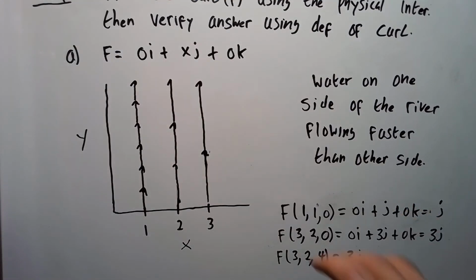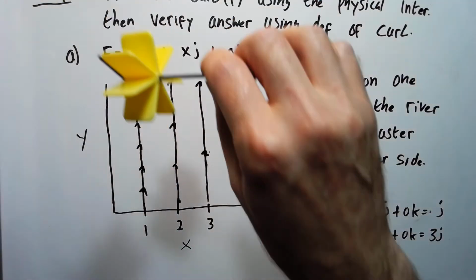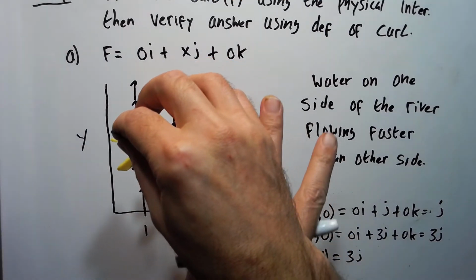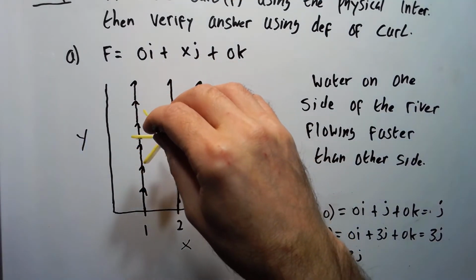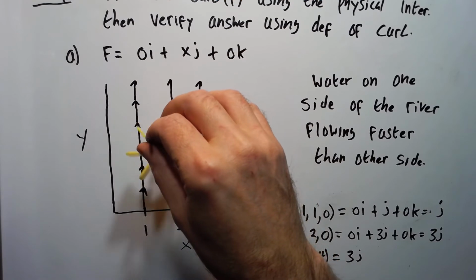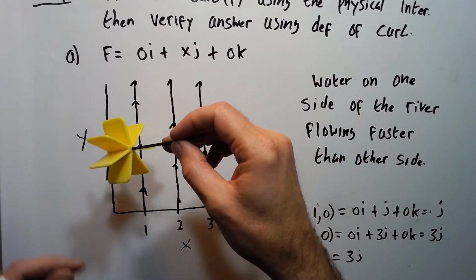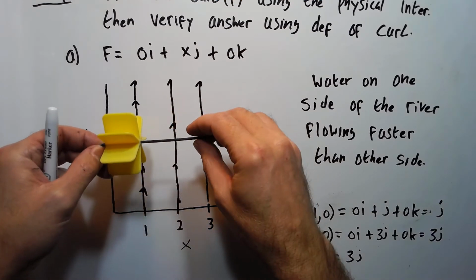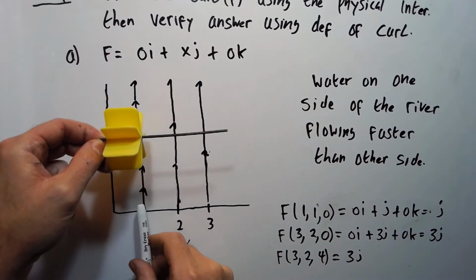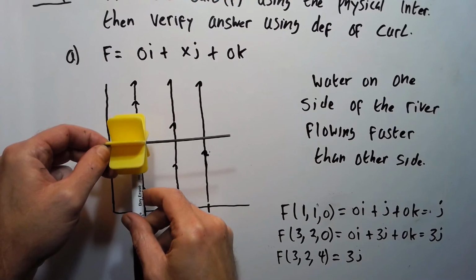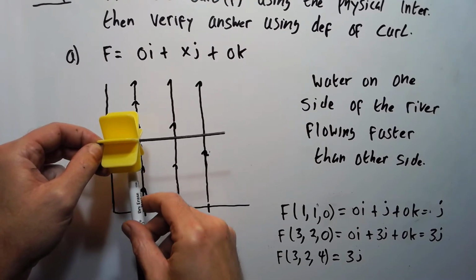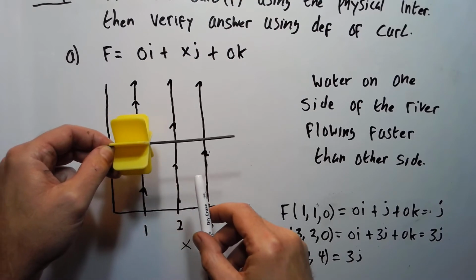Okay, so now imagine we have a paddle wheel here. So this is all water in this area. Where would you have to point the paddle wheel so it would spin the quickest? Well, if I put it this way, it wouldn't spin at all, because you'd have the vectors of size 1 hitting down here and vectors of size 1 hitting up here. So it wouldn't spin at all.